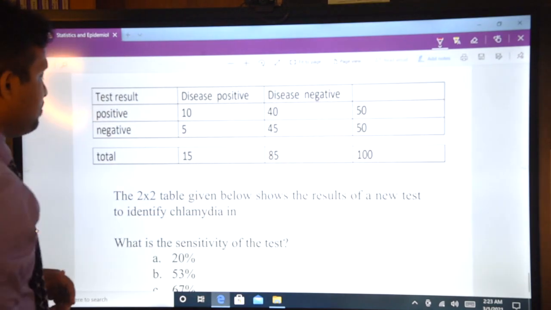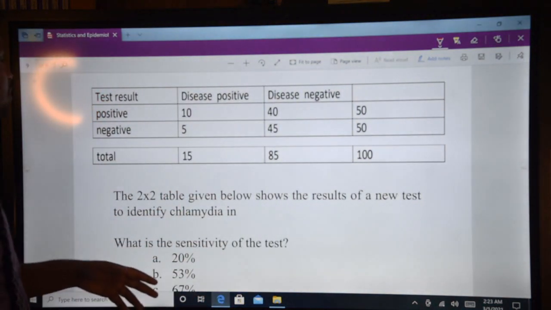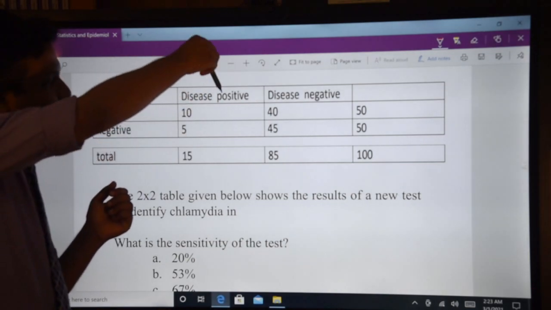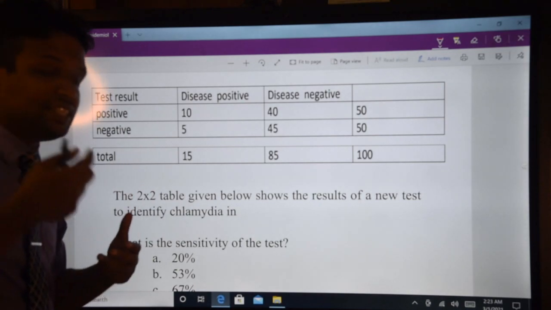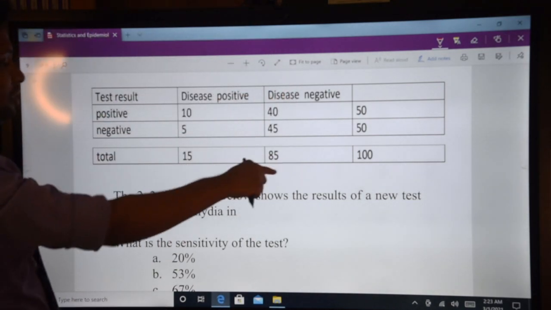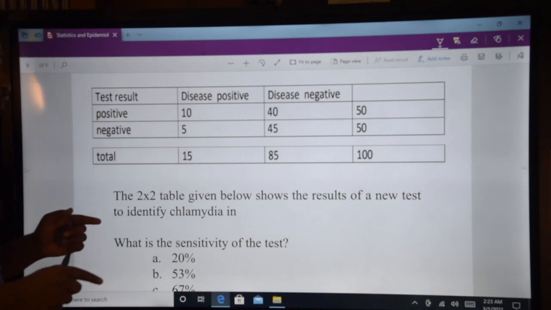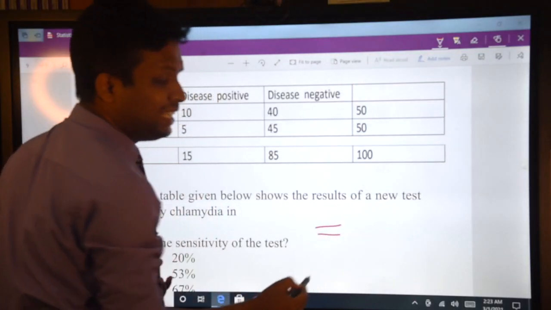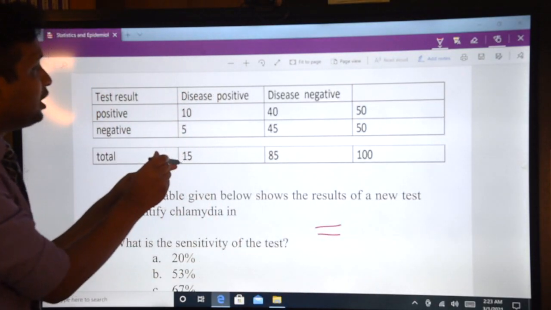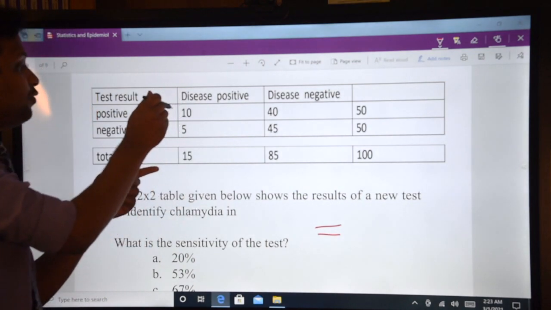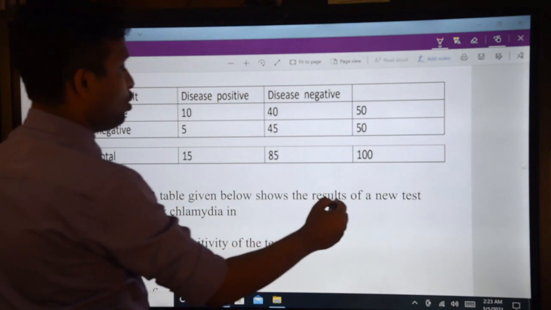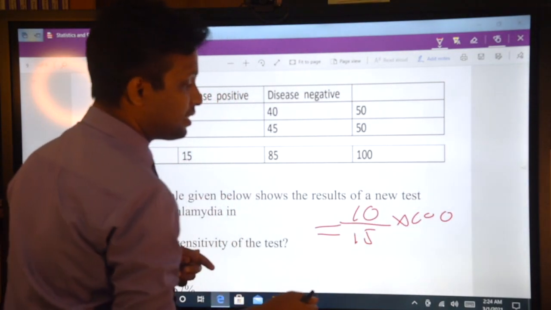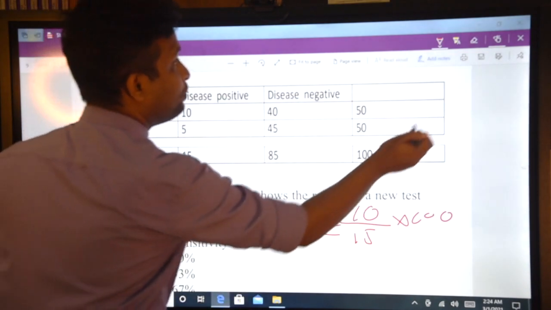It's again a very simple MCQ. There's a screening test going on. So here they have the screening test positive or negative, and the gold standard test positive or actually whether they are having the disease, in columns. The 2x2 table given below shows the results of new tests to identify chlamydia. What is the sensitivity? Easily you can understand the sensitivity here as I discussed previously. Out of the total number of diseased people, how many of them have been identified by the test correctly? So that is 10 divided by 15 into 100, which is 66.6%, or the answer is 67%.